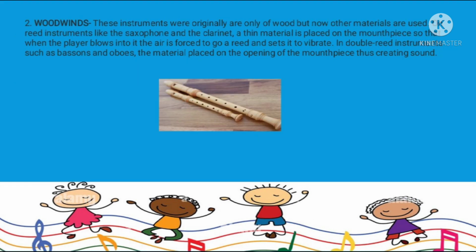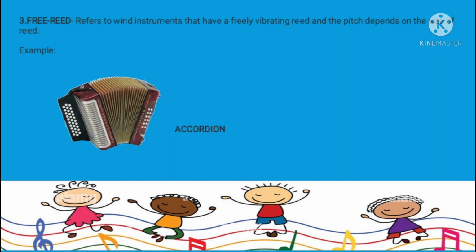Number 2. Woodwinds. These instruments were originally made only of wood, but now other materials are used. In reed instruments like the saxophone and the clarinet, a reed is placed on the mouthpiece so that when the player blows into it, the air passes over the reed and sets it to vibrate. In the double reed instruments such as the bassoon and the oboe, the reeds are placed on the opening of the mouthpiece, thus creating sound.